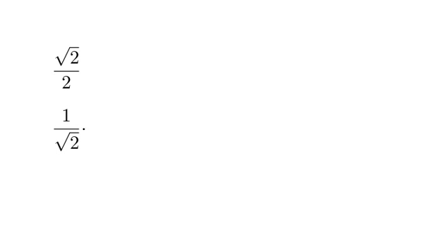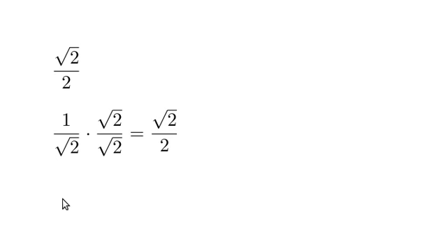So we'd multiply top and bottom by square root of 2 times square root of 2. So we'll multiply top and bottom by square root of 2 over 2, and this is going to equal square root of 2 over 2. Because you have 1 times square root of 2 equals square root of 2, and then square root of 2 times the square root of 2 equals 2. So that means that these two things are actually equal.